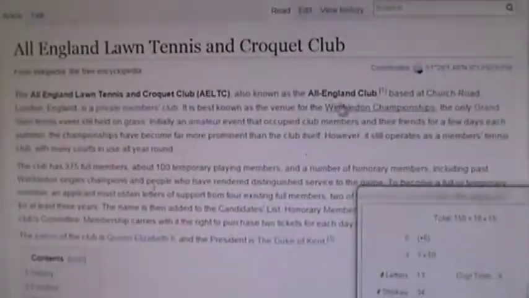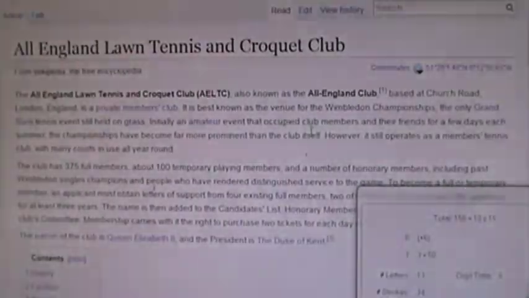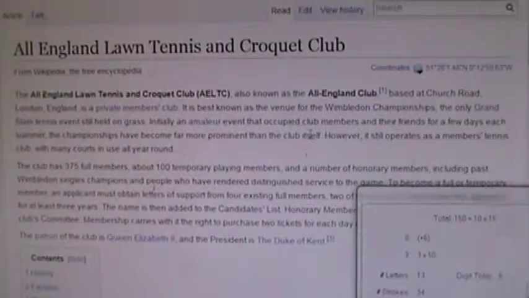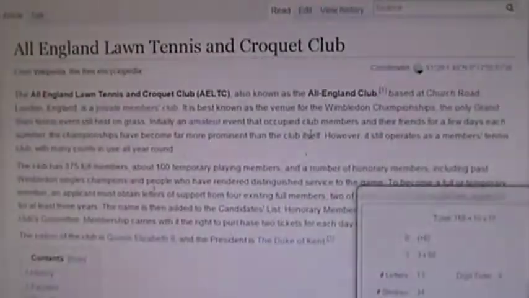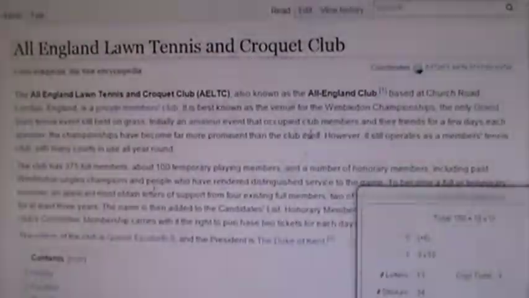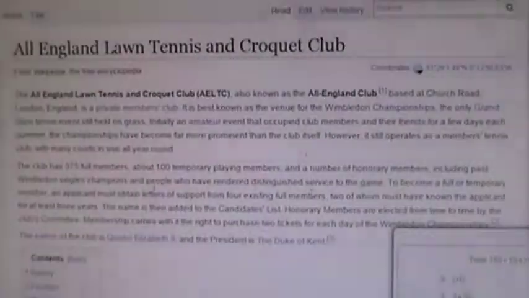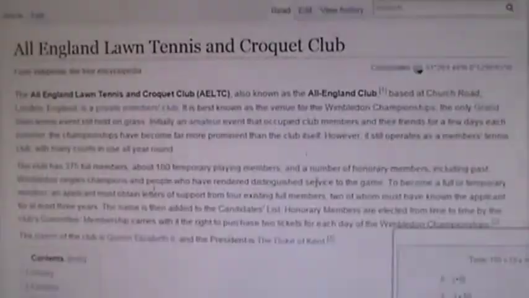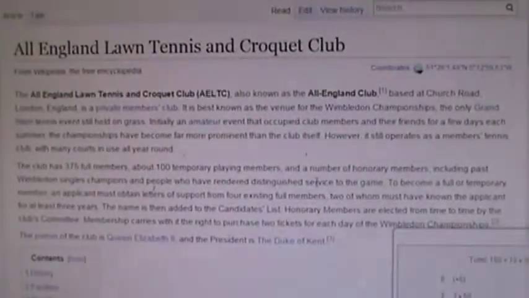It is best known as the venue for the Wimbledon Championships, the only Grand Slam tennis event still held on grass. Actually, an amateur event in Australia. The club itself, where it still operates as a members' tennis club with many courts in use all years round. The club has two of whom must have known the applicant for at least a year.